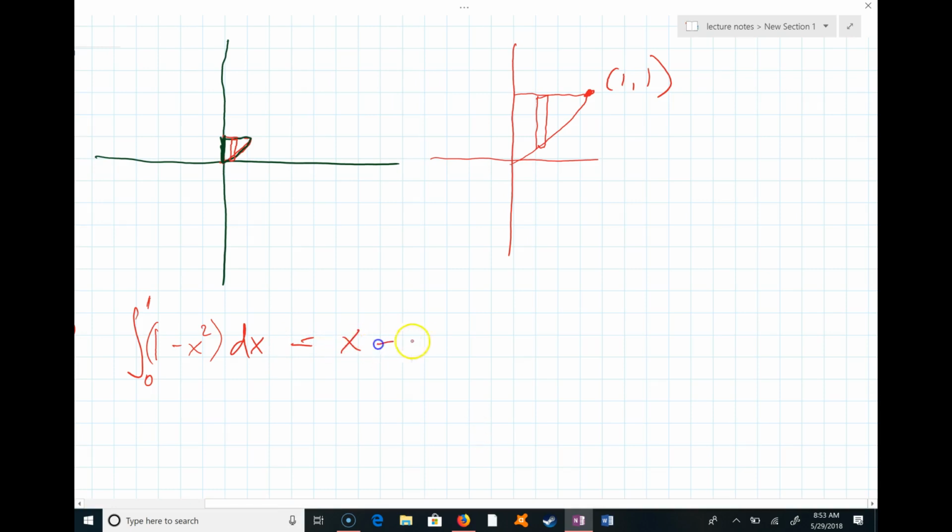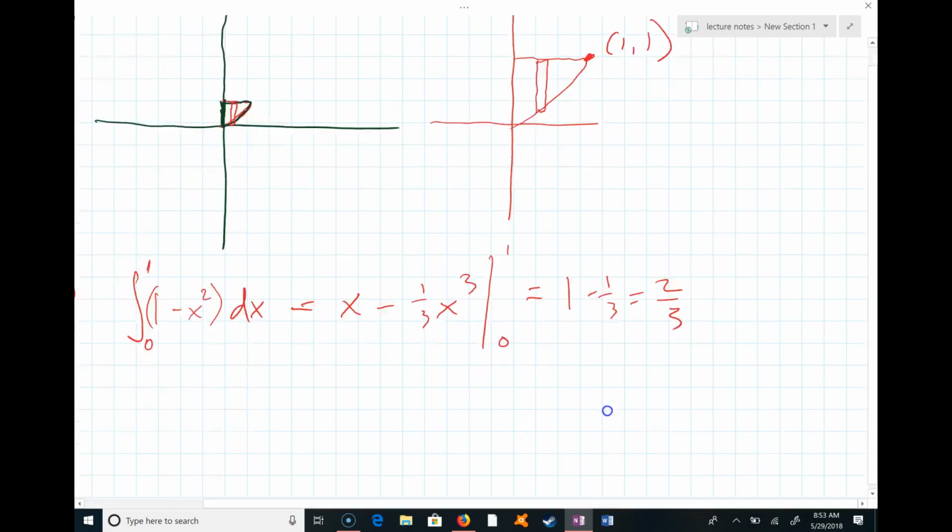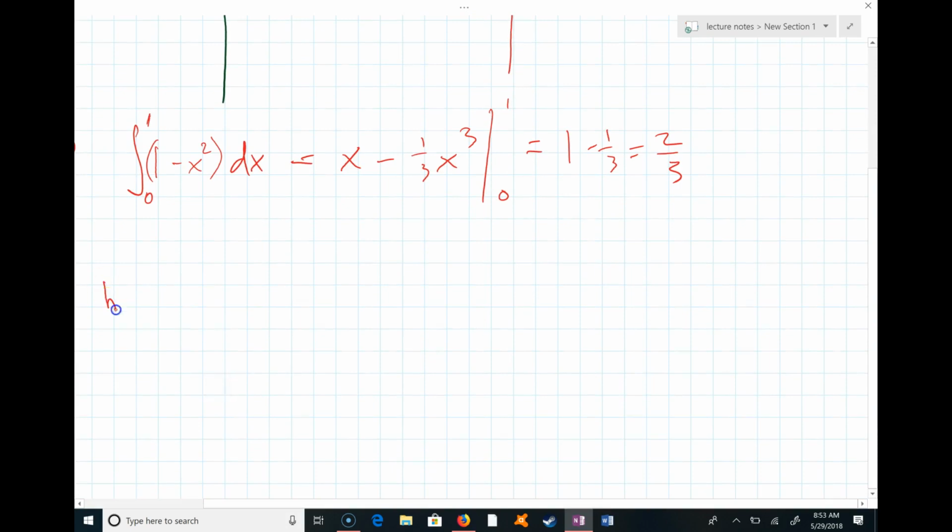That would be x minus 1/3 x cubed, evaluated from 0 to 1. And that would be, what? Oh, the answer is 2/3. Yeah, so it'd be 1 minus 1/3, which is 2/3. Okay? Everyone happy with that? Nothing crazy or spicy there? Okay, we go to part B.